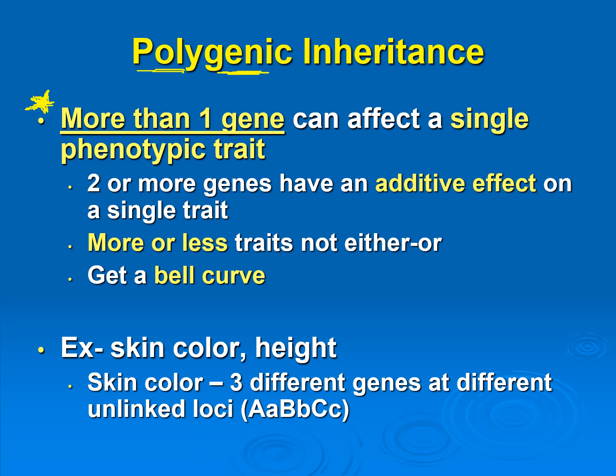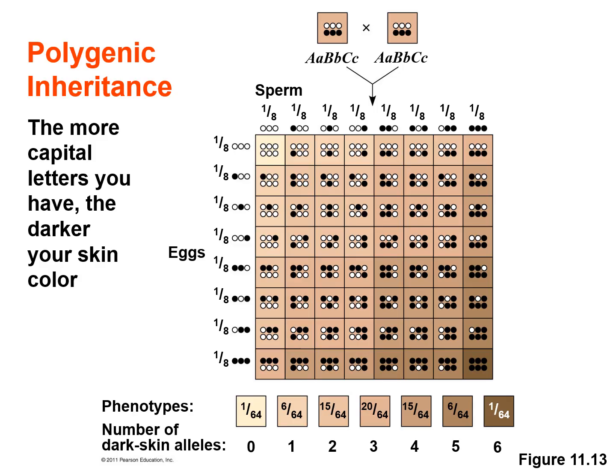Okay, so you've got lots of different skin colors. You can be more dark, less dark. Okay, and so you kind of get this bell curve with the different skin colors. Okay, and the same thing happens with height. All right, so we're going to simplify skin color and just simplify it down to 3 genes instead of 60. Okay, so with our skin color, we're just going to look at these 3 genes.